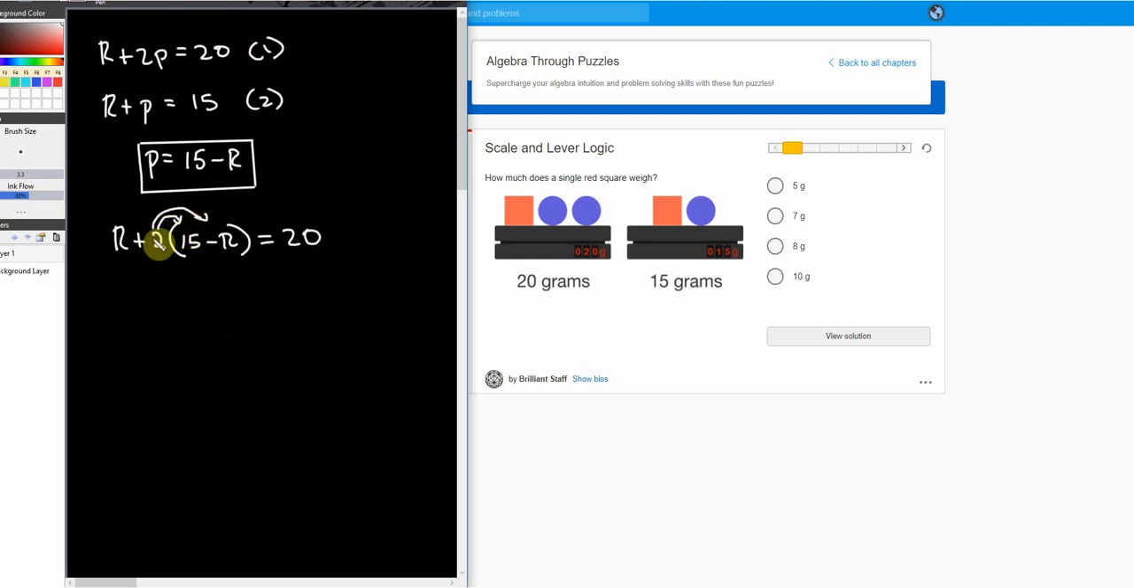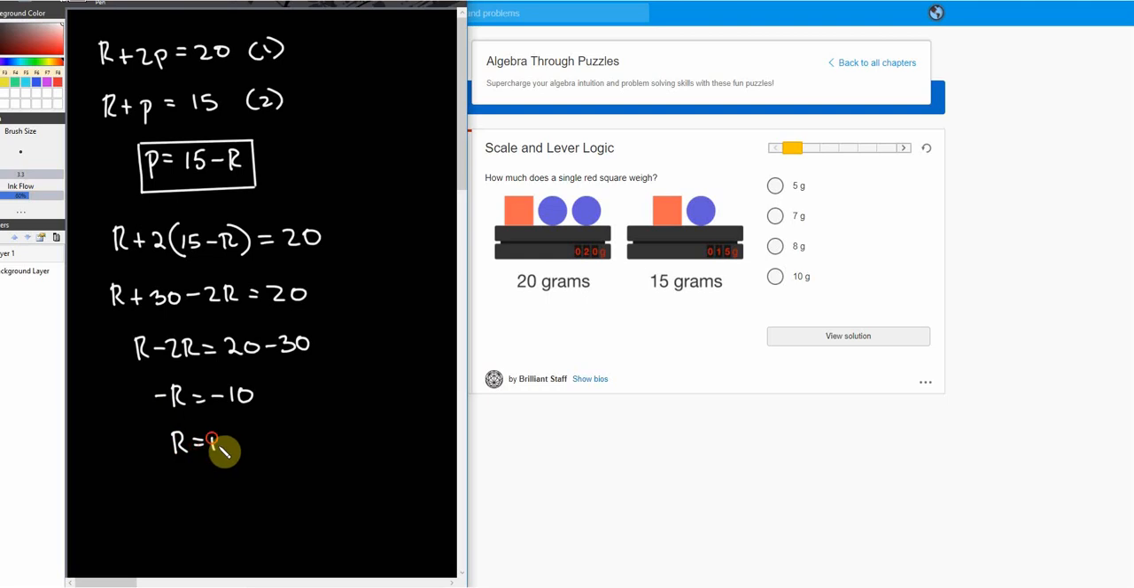We're just going to expand this out, right? 2 times 15 and 2 times minus r, so we can now write r plus 2 times 15 is 30, 2 times minus r is minus 2r equals 20, and then we can subtract 30 from both sides, so what we're left with is r minus 2r equals 20 minus 30, and then again we can simplify. This is just going to be minus r on the left side, right? r minus 2r, and then 20 minus 30, that's just going to be minus 10, and then we can divide both sides by negative 1, and that's going to give us r equals 10.